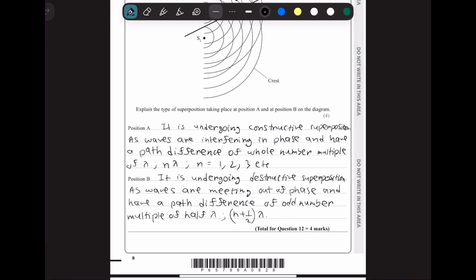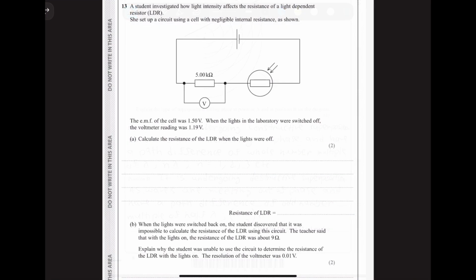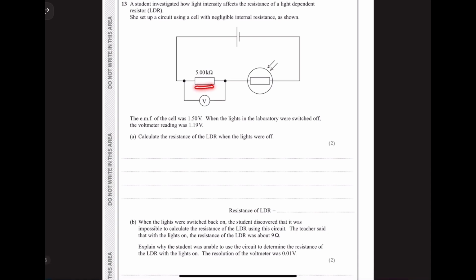So when the waves are undergoing constructive superposition, the amplitude of the waves increases, and when they're undergoing destructive superposition, the amplitude of the waves decreases. In question 13, we can see there's a series circuit, and we have a fixed resistor of 5 kilo ohms and an LDR. We have to recall the meaning of an LDR. LDR is a light-dependent resistor whose resistance changes with the light intensity falling on it. The greater the light intensity falling on it, the lower its resistance, which means resistance is inversely proportional to the intensity of light falling on it.